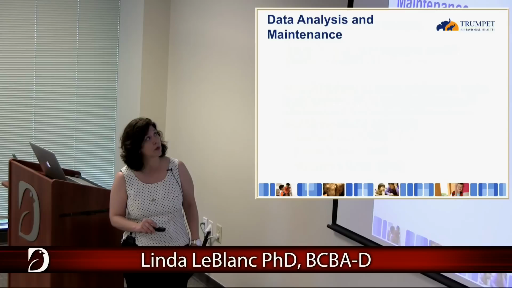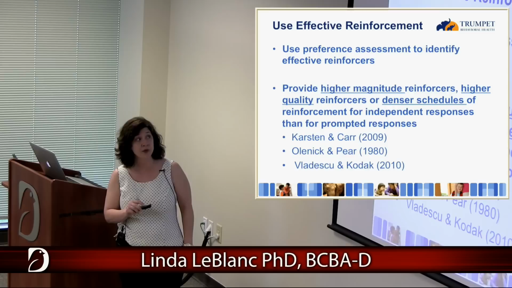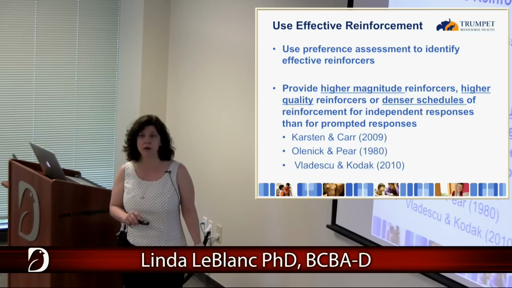First, I guess just remember to please use a preference assessment. Use powerful reinforcers. Use your preference assessment to identify two levels of reinforcers. And then once you start getting to independent responses, use either higher magnitude, more of it, higher quality, more preferred, or a denser schedule. FR1 for independent responses, some VR or delayed for the others. Multiple studies suggest this kind of differential reinforcement works.